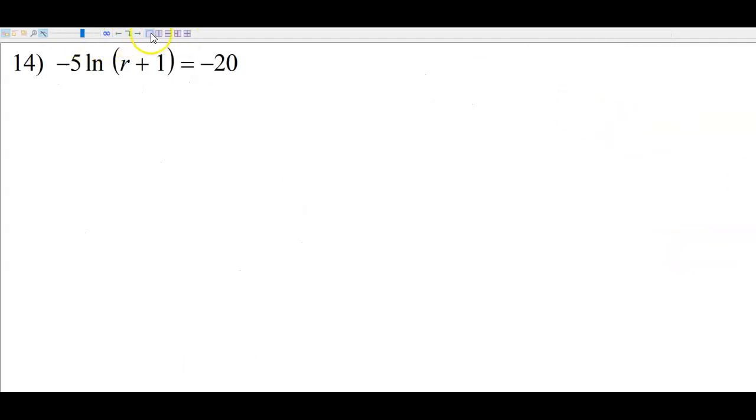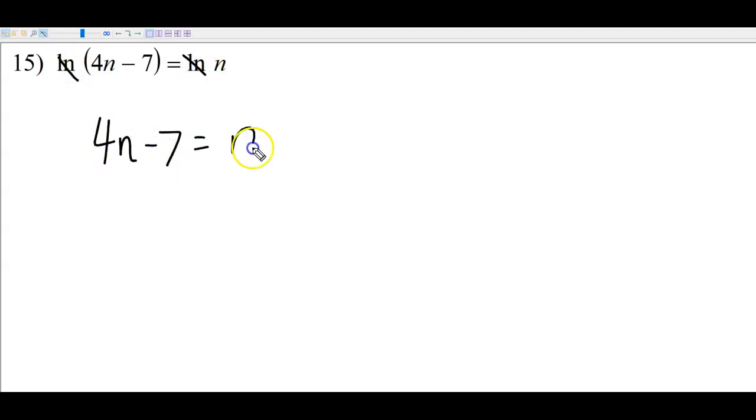All right, let's go ahead and move on to another ln example. This is another type of ln problem. But once again, it's just like the ones we learned last week. This is one of the types of problems where you have a log on both sides. And when that happens, you're just going to cross the log off both sides. And then you're going to go ahead and solve.